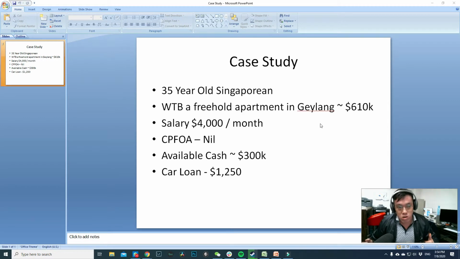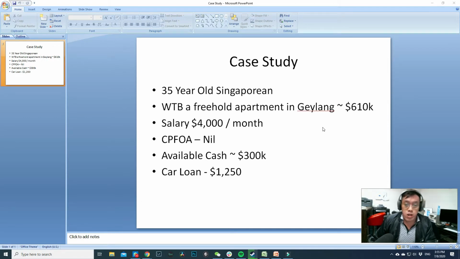To set a context, this client of mine, a lady, she's 35 years old, Singaporean. The purpose of her contacting me was that she has her eyes set on a freehold apartment in Geylang that will be costing her about $610,000.